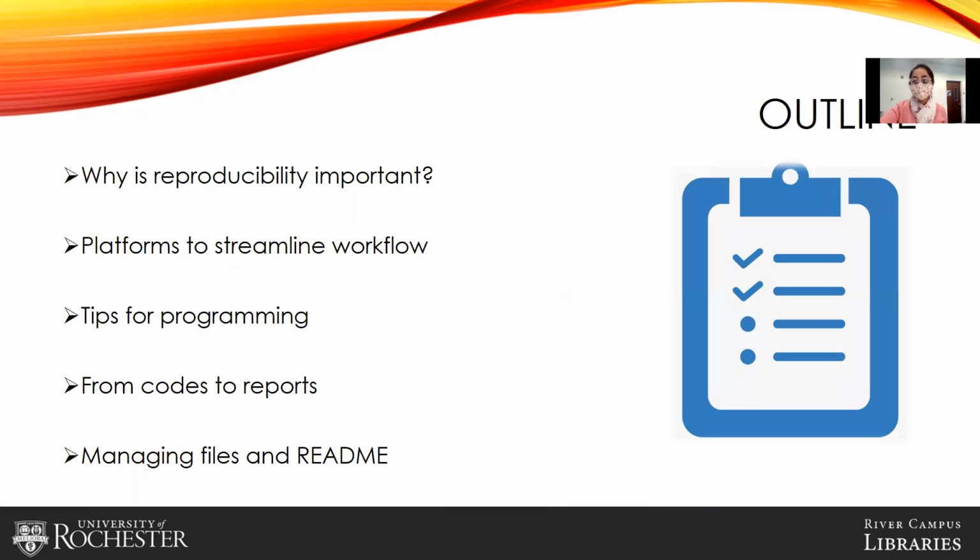All right, so I'll start off with a brief outline of what we'll be talking about. The first thing, we can have a slight discussion of why we're talking about this workshop. Why is reproducibility important? Then share some tips for platforms that you can use to streamline your workflow. Then we can look at some tips relating to your coding and your programming, just very basic. You don't have to have a large programming knowledge, although it helps if you do, but something you can incorporate. Then we can look at some examples of moving from codes to writing reports. And finally, we'll talk about just managing your file structure and Readme files.